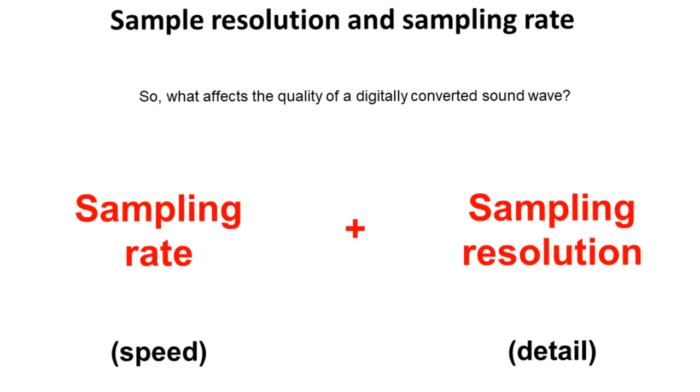So, what actually affects the quality of a digital converted sound wave? Well, it's a combination of the sampling rate and the sampling resolution. In very, very simple terms, you can think of the sampling rate as being the speed at which the original analogue signal was recorded, and the resolution being the level of detail to which that analogue signal was recorded. Let's have a look.